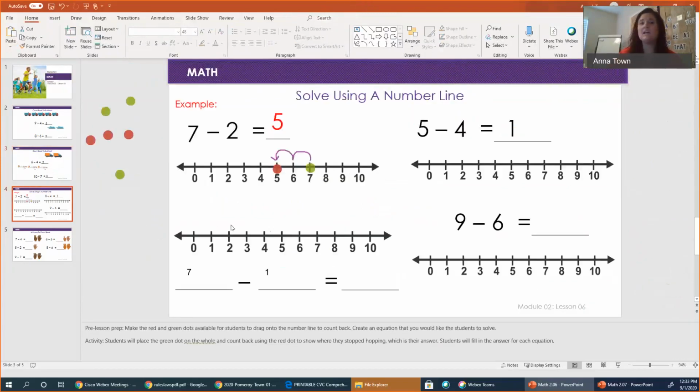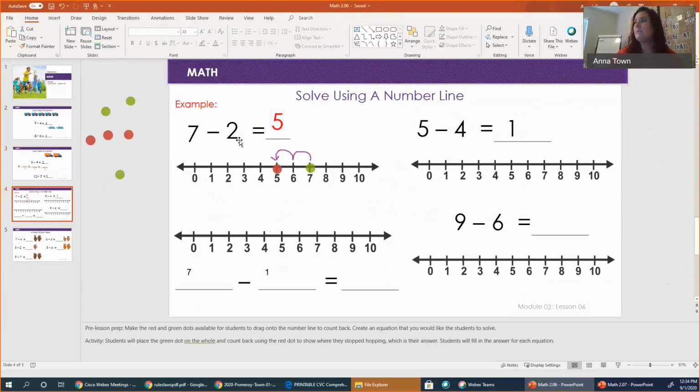Now we're going to use a number line. Boys and girls, number lines are very important and are going to be very helpful for you. You can also draw your own number line on our homeroom page. When you go all the way down to Math Manipulative Bucket, when you click on it, it will bring you to a website that has number lines.